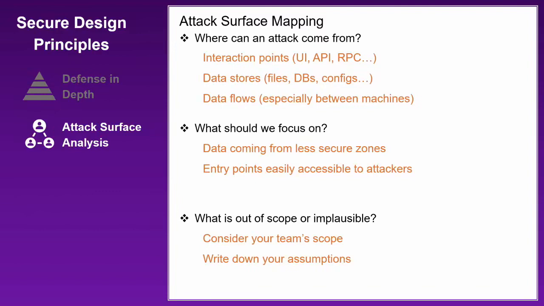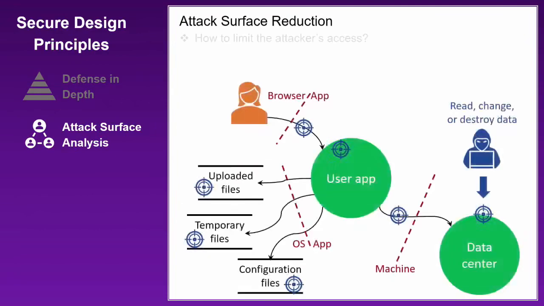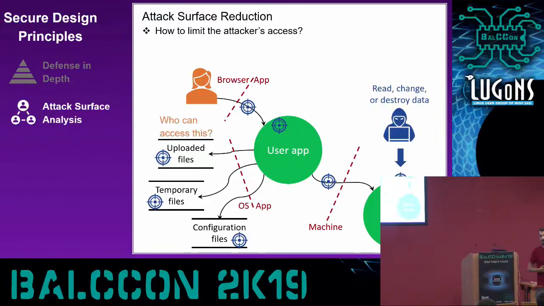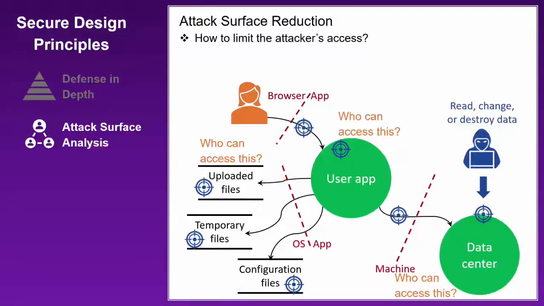Now, after we mapped the attack surface, we can start reducing it. The first question is, how can we limit the access to this attack surface? So when talking about access control, the most important question is, who can access this? Who can access these files? Who can access these endpoints? Who can access the data center? Which applications? Which users? These are the questions that you need to answer.